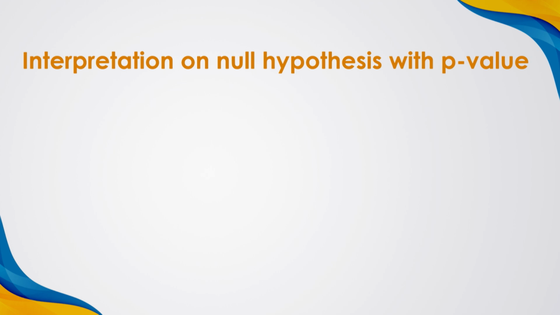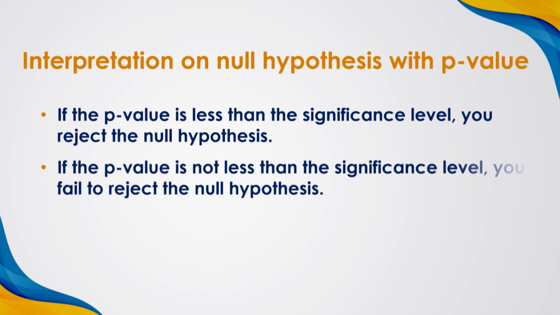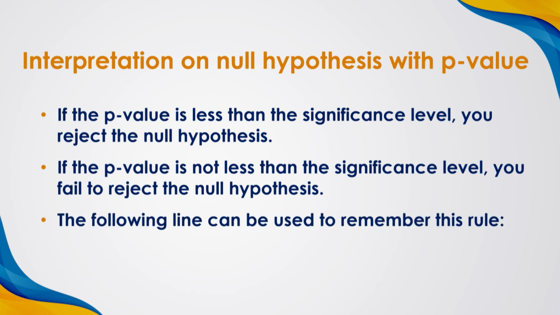Interpreting the null hypothesis with the p-value: if the p-value is less than the significance level, you reject the null hypothesis. If the p-value is not less than the significance level, you fail to reject the null hypothesis. The following line can be used to remember this rule: if p-value is low, the null must go.